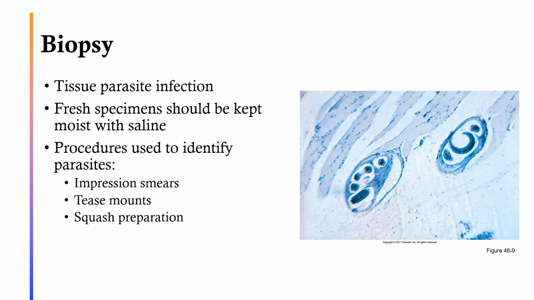Now, as far as our tissue parasites go, we might actually examine tissue biopsies as well. So, for example, Trichinella species, as you can see in this image, can be found in the muscle and will be observed under something known as a squash preparation. We can also look at impression smears or tease mounts to look at parasites, but if we're utilizing any fresh specimens, we want to make sure that we're keeping these specimens moist with saline.